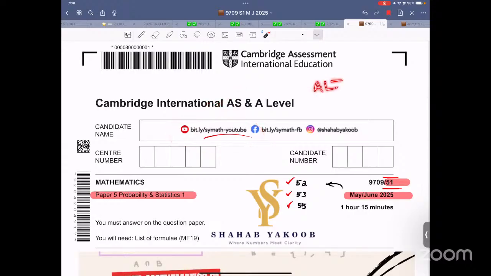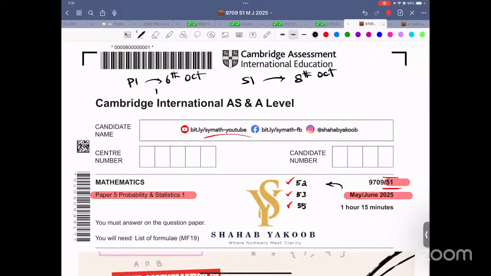On this Alt Academy platform, we are having this session for paper 5, S1. Today you had a great paper, and that paper was P1. P1 happened on 6th of October and S1, inshallah, will be happening on 8th of October. Today is Monday, and 8th October is Wednesday.